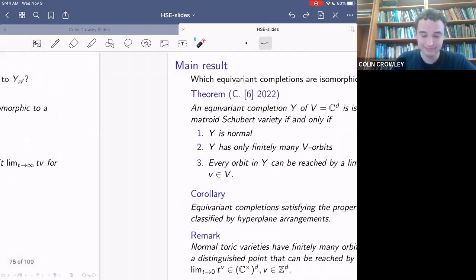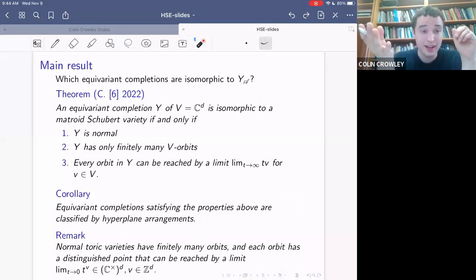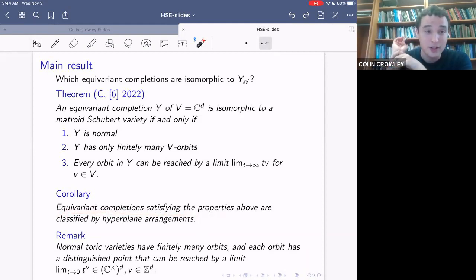Okay, so first the corollary. If these three conditions are met, then it's a Matroid Schubert variety. And as I've discussed, Matroid Schubert varieties are in one-to-one correspondence with hyperplane arrangements. So when you put these two together, it means that if you have some completion satisfying these properties, it comes from a hyperplane arrangement, right? It corresponds to a hyperplane arrangement that determines all of its structure.